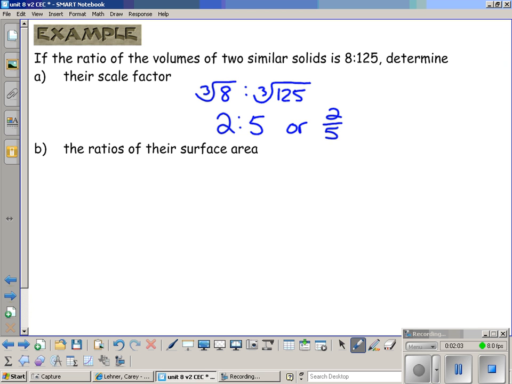We want to now find the ratio of their surface areas. If you're starting with volume and you want surface area, you do have to go back to scale factor and work off of that. So we found the scale factor in A, so we work off of that to find the surface area. Surface area is scale factor squared, so 4 to 25.